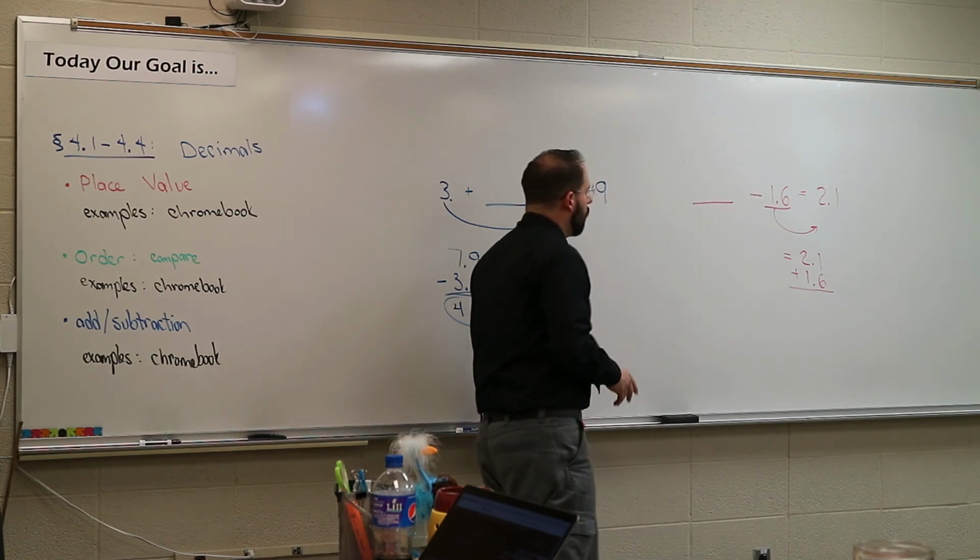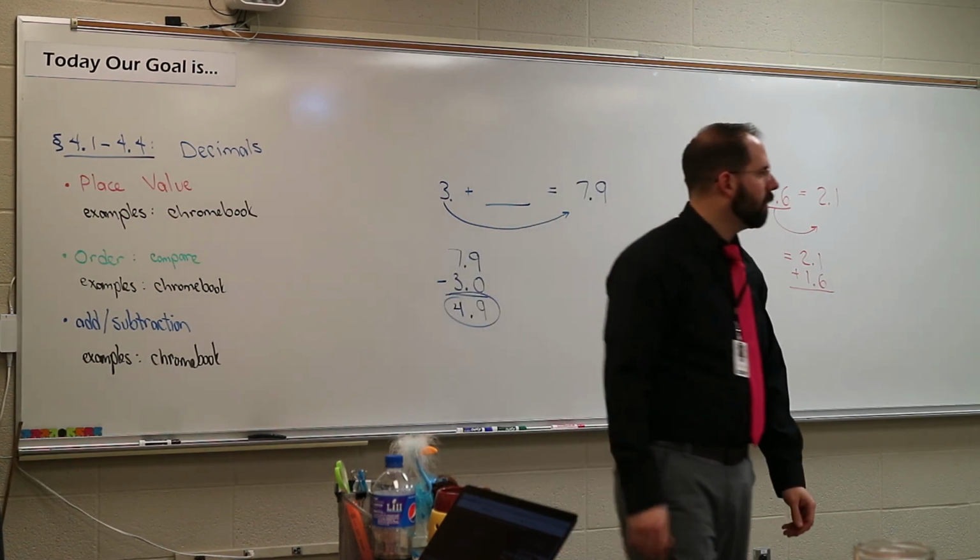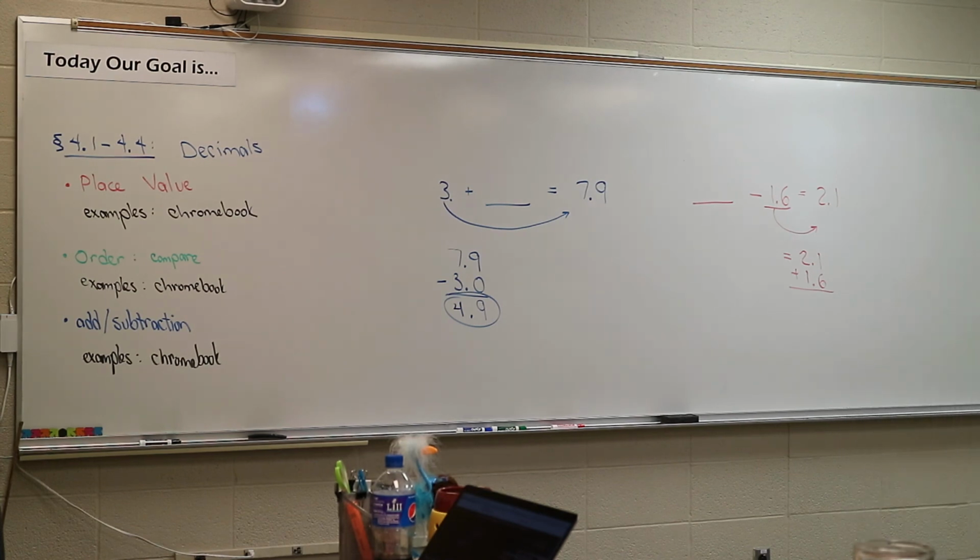It says blank plus 2.6 equals 5.3. So if you're adding, when you move that 2.6 to the other side, you're going to subtract it. Does that make sense? So the 2.6 comes over, it'll be 5.3 minus 2.6. Okay.